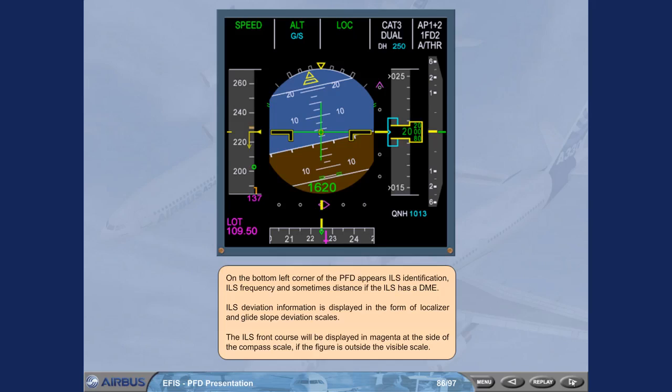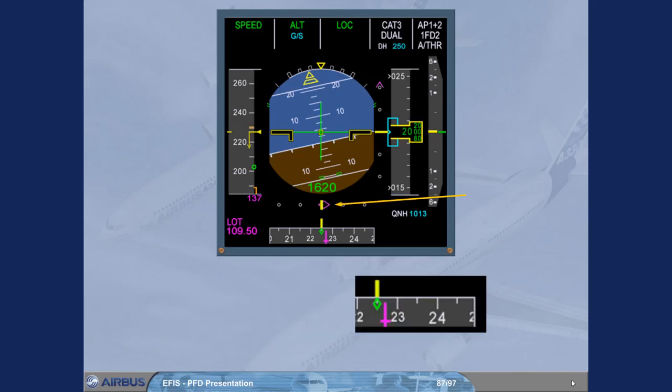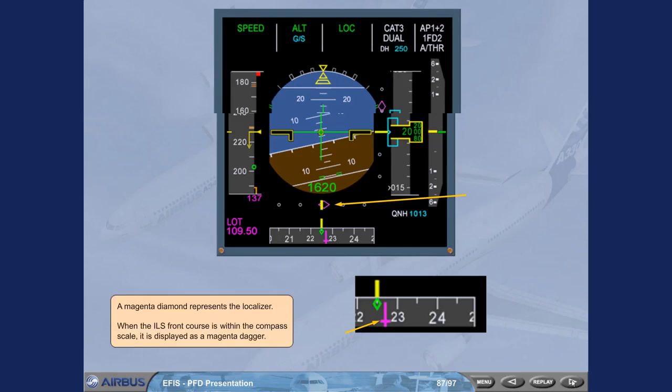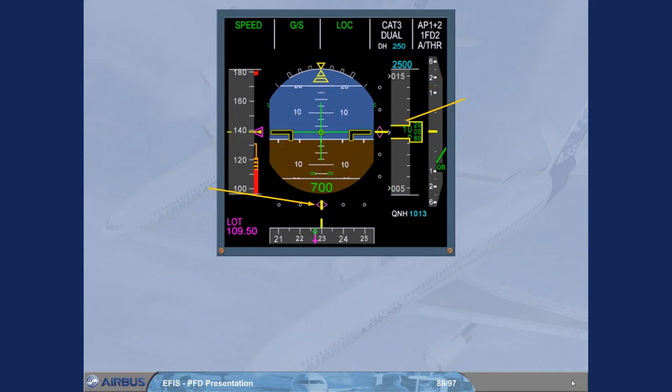A magenta diamond represents the localizer. When the ILS front course is within the compass scale, it is displayed as a magenta dagger. In the example shown, the aircraft is established on the localizer, and the glide slope indication has appeared in the form of a magenta diamond. The aircraft is now fully established on the ILS approach. Let's look at the indications on the compass scale in detail.